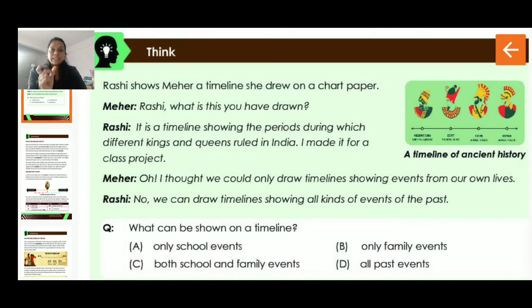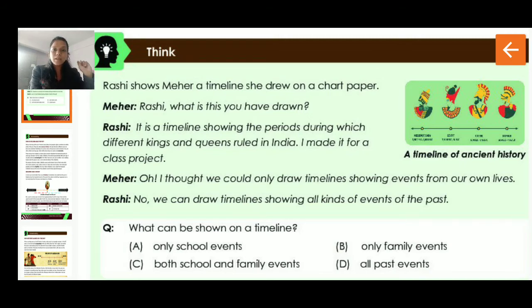Now, the word timeline itself tells you that it is a line which shows time. So if you want to show any time, you can draw a timeline to show that particular time on it. It can be in years. You can show years on top of that line, you can show the events of a day. For example, if we start with a basic thing, you can draw one line and show morning, afternoon, evening, night, and you can tell what things you do in that time, right?